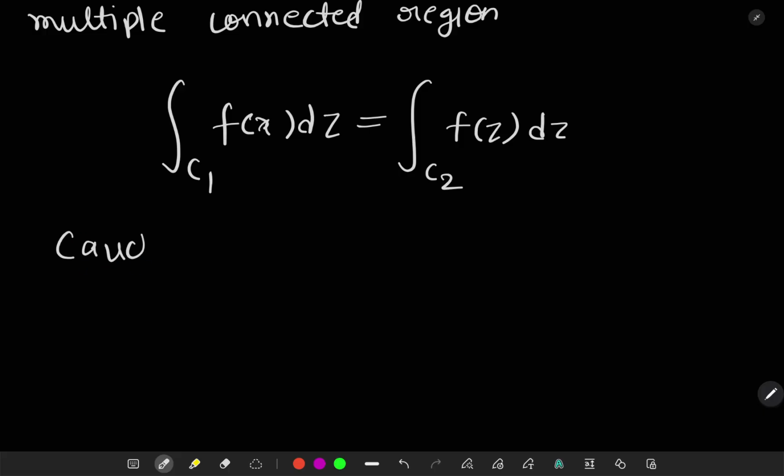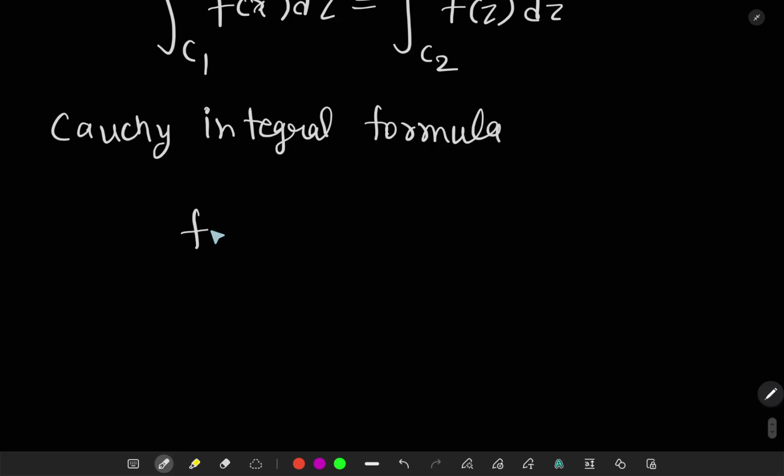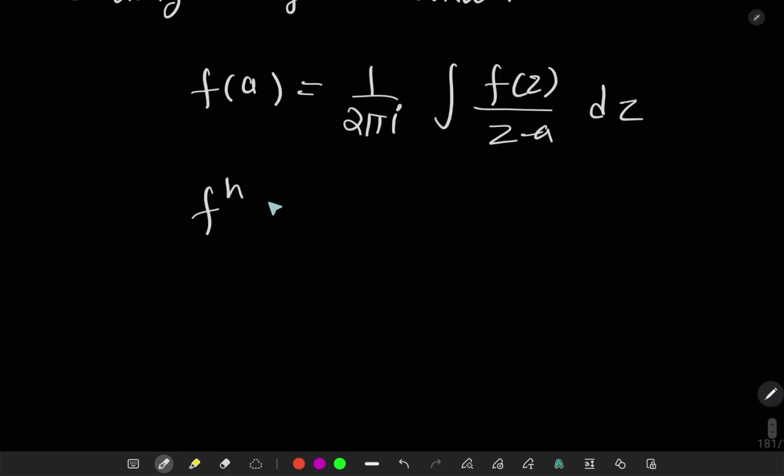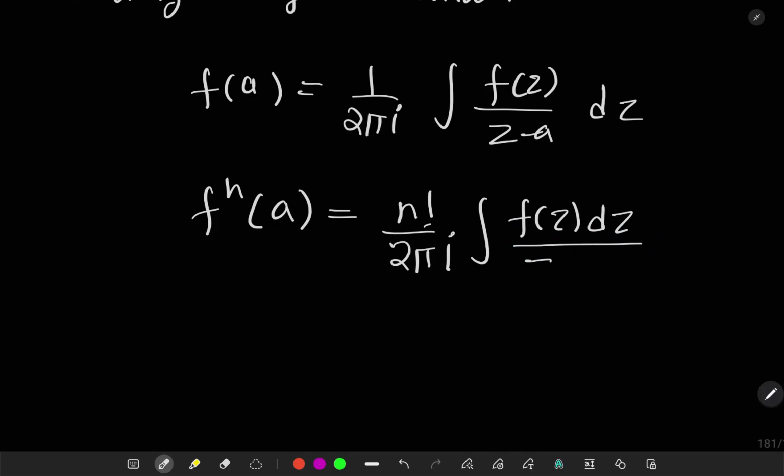Now the Cauchy integral formula: f(a) = 1/(2πi) ∫ f(z)/(z - a) dz. Now this represents differentiation, so the nth derivative f^(n)(a) = n!/(2πi) ∫ f(z) dz/(z - a)^(n+1).